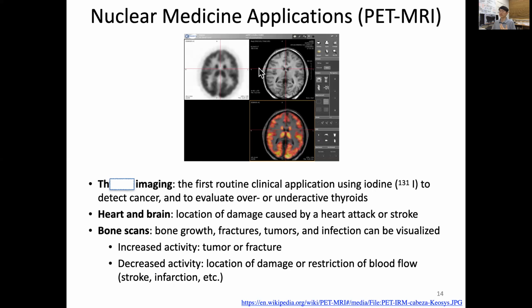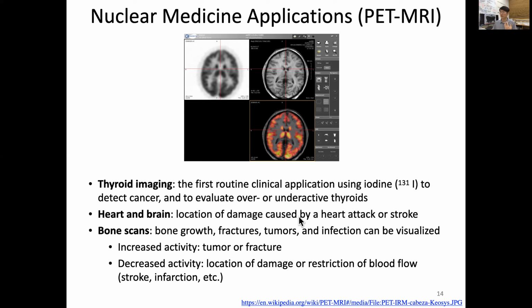So here I put some examples of MRI and the PET imaging. We can combine them together so that on overlaying under the structural anatomy, we can overlay the metabolic activity. So for example, a thyroid image is a first routine clinical application by use of the property of iodine which accumulates in the thyroid. So we use iodine-131 to detect the thyroid cancer and to evaluate whether there's over or underactive thyroid activity. And heart and brain as well, because they are always very, very high metabolic activity.